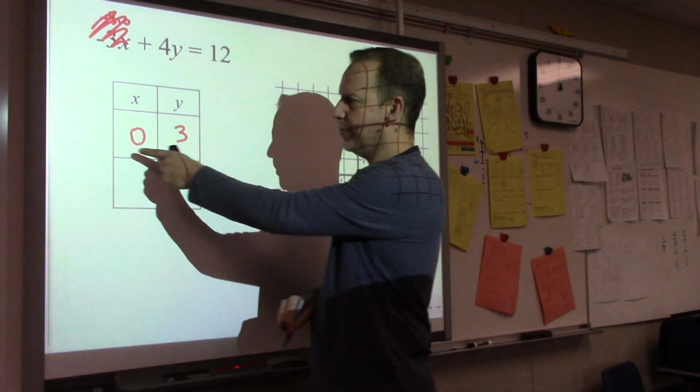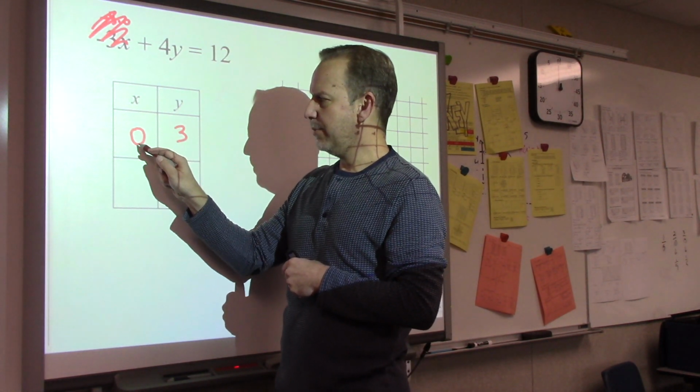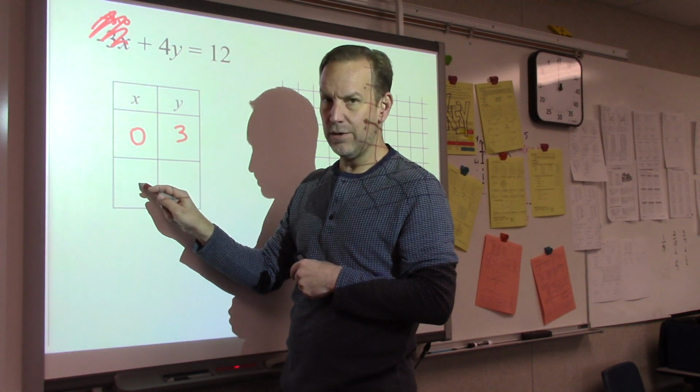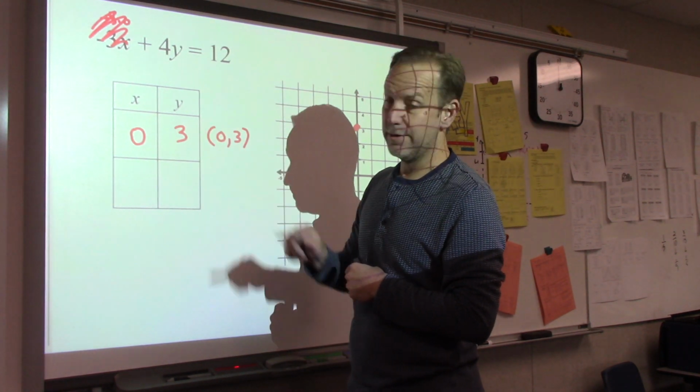Okay? Make sure when you're doing this that you go next door to each other. A lot of people go 0, 3 like that. You don't want to go up and down, you want to go across because you want to get the coordinate point 0, 3.